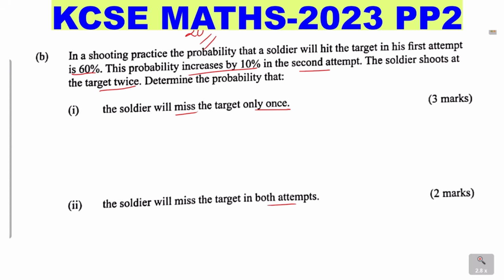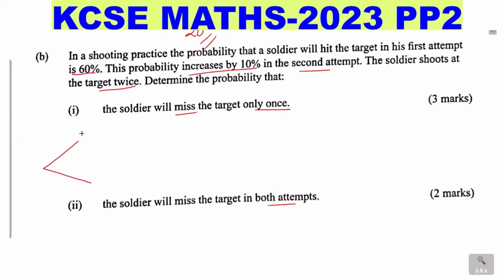So go to the first one. In the shooting practice, the probability that the soldier will hit the target in the first attempt is 60%. But in the second attempt, the probability increases by 10%. So you can use the tree diagram. The soldier shoots at the target twice, so we'll have a tree diagram with 2 branches.